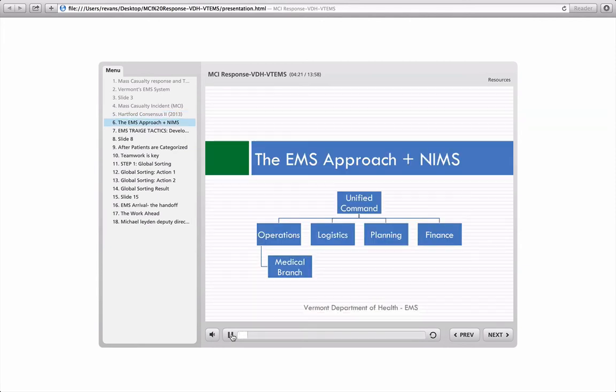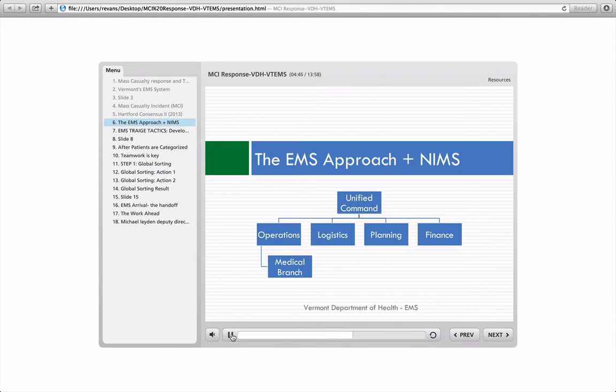The EMS approach to a mass casualty incident or other complex event is anchored in the principles outlined in the National Incident Management System. NIMS, as it's known, provides a framework for first responders nationwide to operate in the same environment with a mindfulness of safety and effective resource management. One of the tools in NIMS is the Incident Command System.